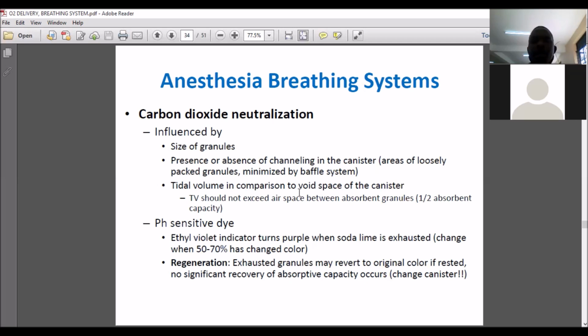So, pH sensitive dye. We have ethyl violet indicator that will turn purple when the soda lime is exhausted. We must change it when 50 to 70% has changed color. When you see 70% of the canister changed color, you change. Regeneration: the exhausted granules may revert to the original color if they are rested, but no significant recovery of the absorptive capacity occurs. So if you remove those canisters and keep them, they may look new, but they are not functional. You should not reuse them. You just have to change the canister.